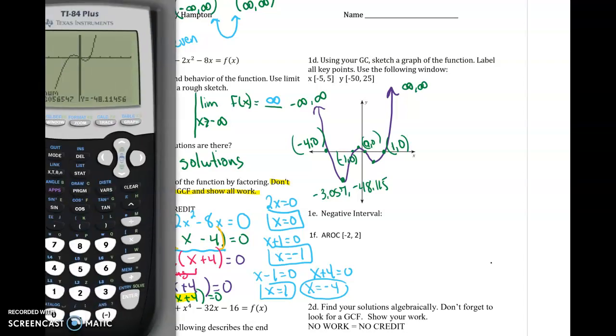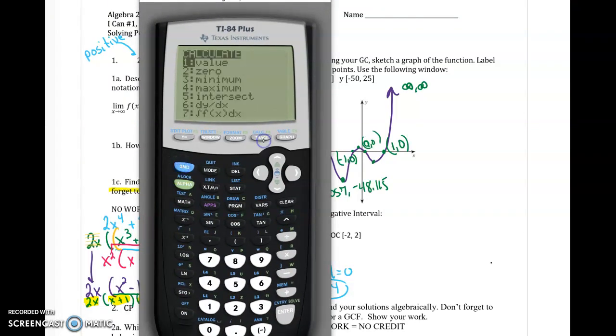Again, what I want to do when I do that is press second trace. I'm going to choose number 4, maximum, and I'm going to work my way over there. So first I'm going to use my cursor, get to where I think the maximum is. So I'm just moving over. And I think the maximum is about there. And then for left bound, hit the left arrow 2 or 3 times. Once I do that, hit enter.